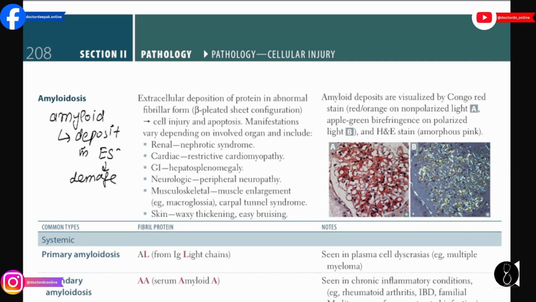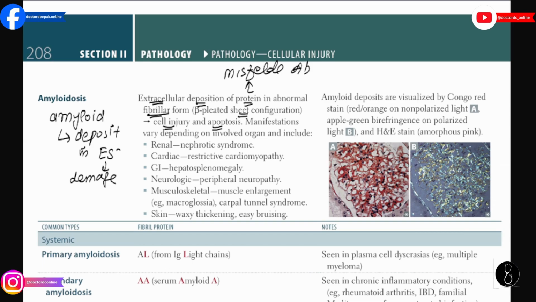So here they write, what is amyloidosis? It is the extracellular deposition of protein. And you have to keep this in mind: these are misfolded, abnormal proteins. These are not the normal proteins. And these abnormal proteins are in fibrillar form. What is the meaning of fibrillar? Basically, it is the beta pleated sheet configuration, in which the protein is going to be deposited. When it deposits outside the cell, in the extracellular space, it will damage the cell. It will lead to cell injury, and cell injury can lead to apoptosis. So this is the basic definition.